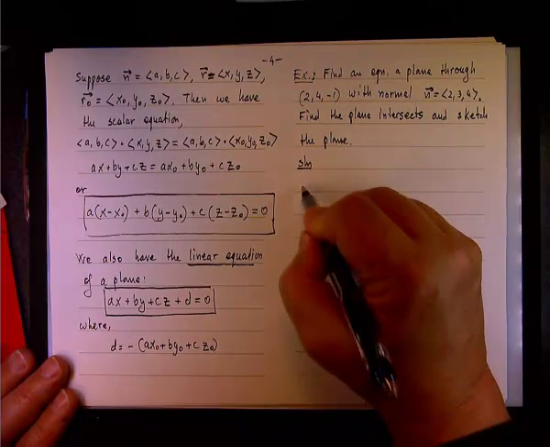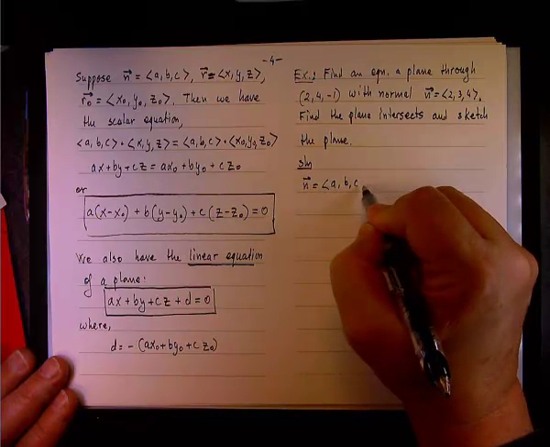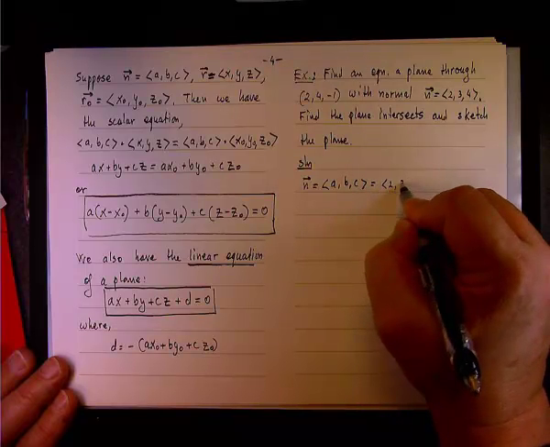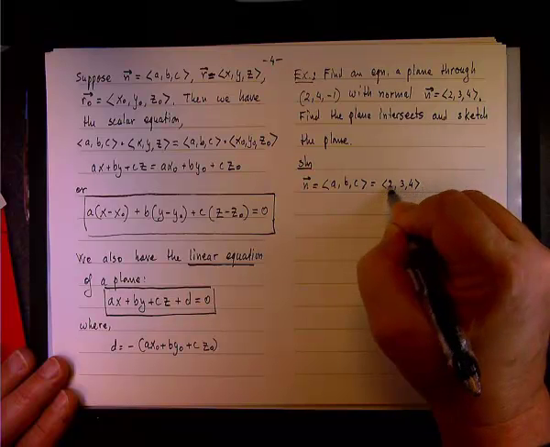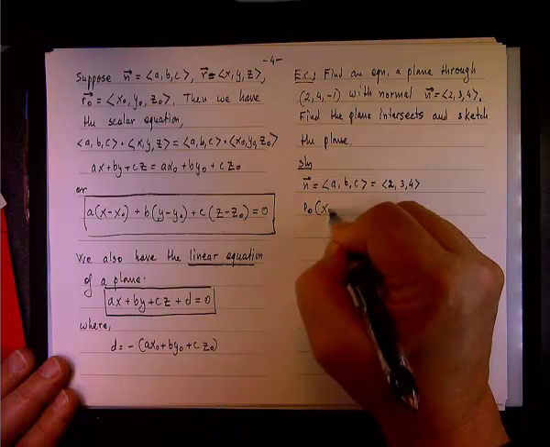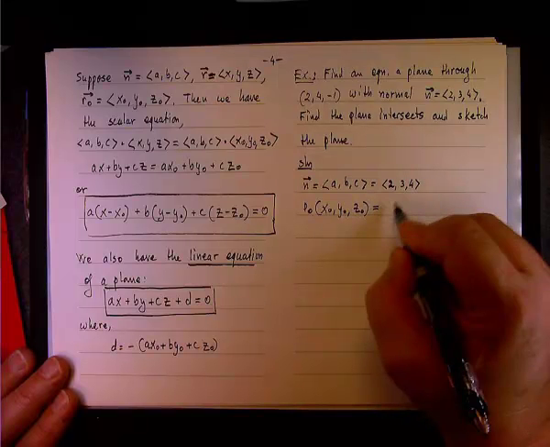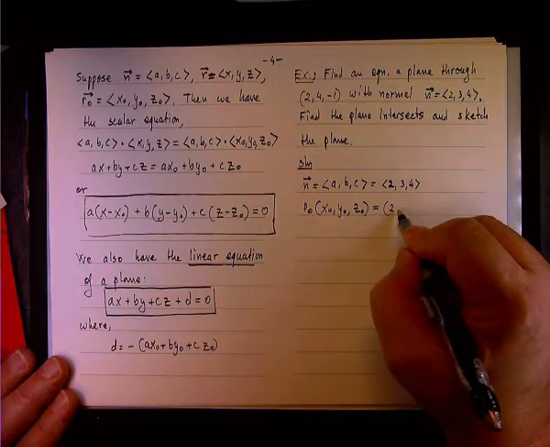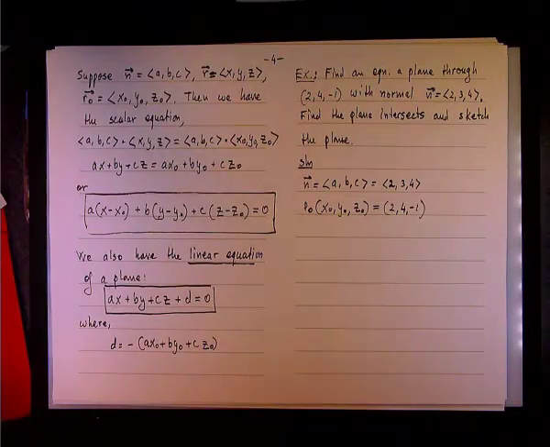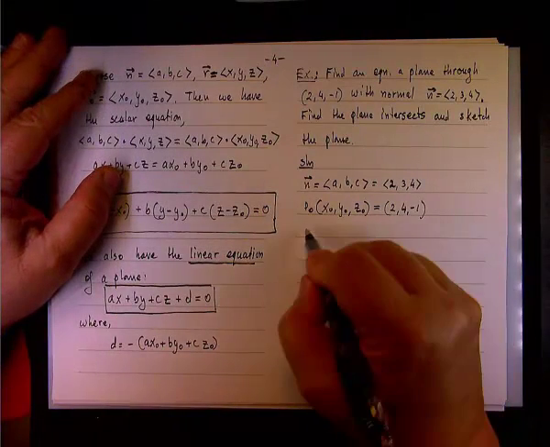So let's start with what we know. Well, we have the normal. So the normal has components A, B, C. In this case, those are given as 2, 3, and 4. We need a point, P sub 0, which is x sub 0, y sub 0, z sub 0. So those are 2, 4, and -1.